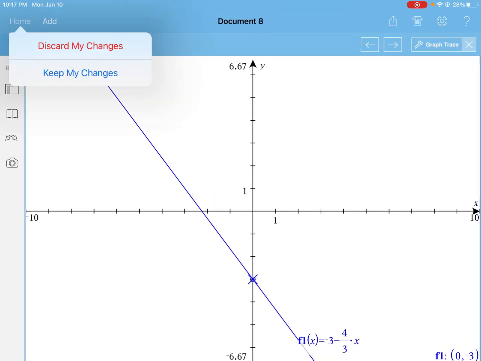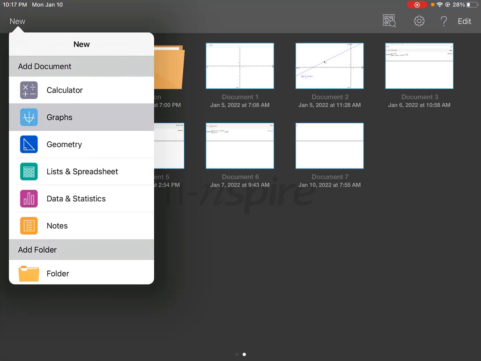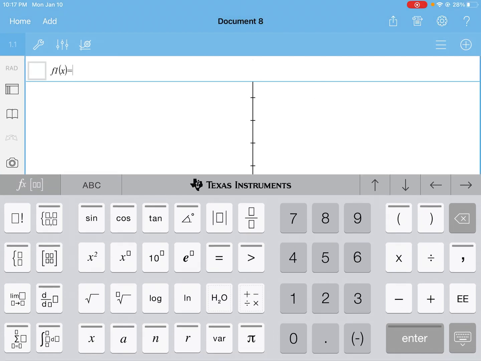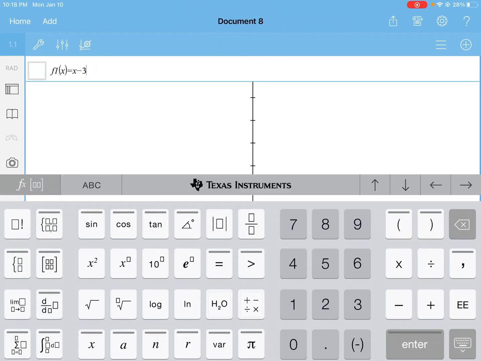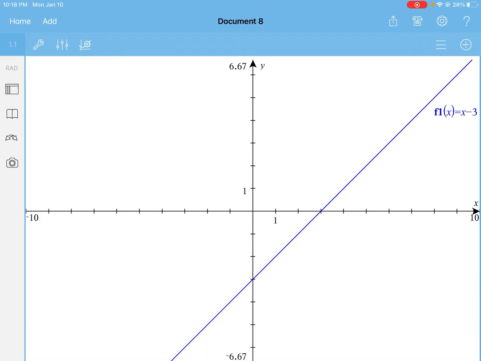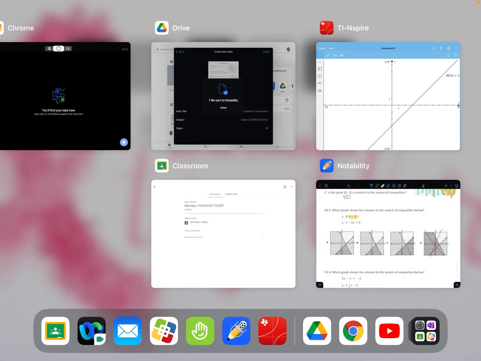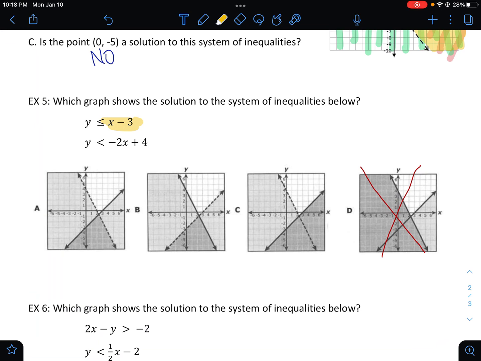So I'm going to get my new graph. I have x minus 3, I believe it was. Yes, x minus 3, I press enter. So that has a positive slope and it's going through -3 on the y-axis. So when I switch over, my solid line should be going positive, which means that I can eliminate answer choice B because it does not have the correct solid line.